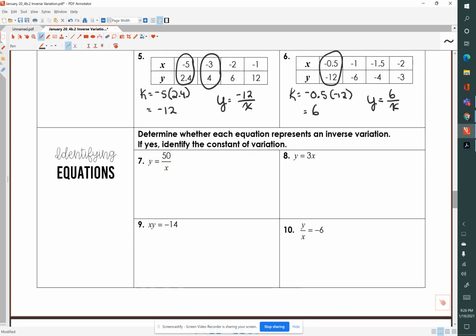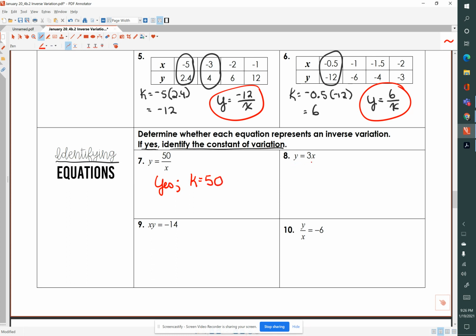Now, in the next 4, we're going to identify the equations. We're going to determine whether each equation represents an inverse variation. So it's going to be yes or no. But if it is yes, we will identify the constant of variation. So y equals 50 over x. And if we just look at it, just like the last couple of problems we did, it is in the form of an inverse variation equation. So the answer is yes. And the constant of variation, the k, equals 50.